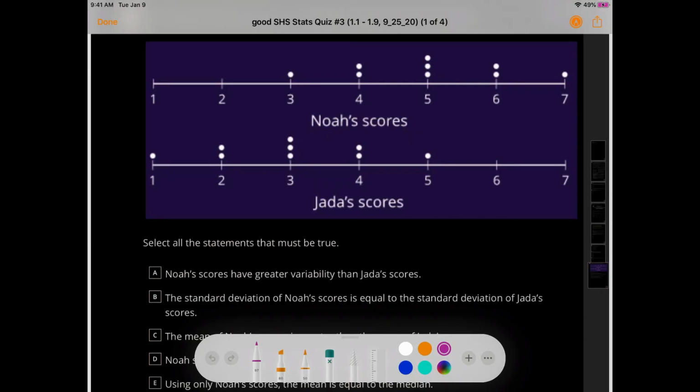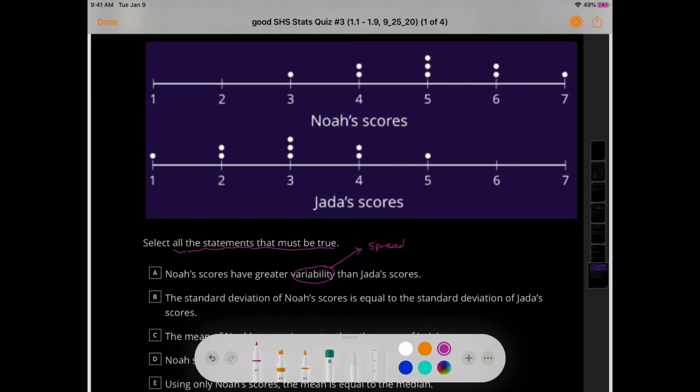Alright, let's go over this last question here. Select all the statements that are true. So there could be multiple statements here. Let's do the first one. Noah's scores have greater variability. Remember, variability is your spread.